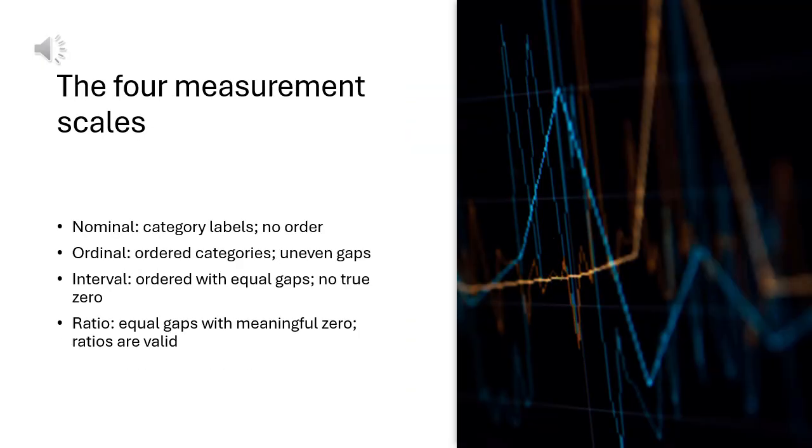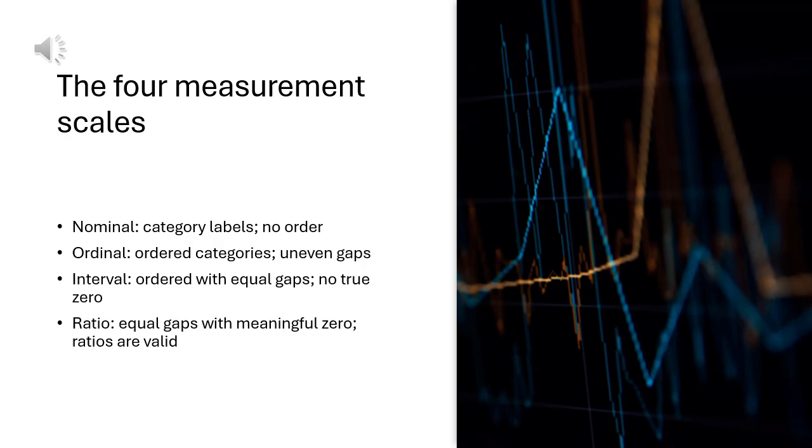Measurement scales describe what operations make sense. 4 classic scales are nominal, ordinal, interval, and ratio. Nominal labels categories without order. Ordinal ranks categories with order but uneven gaps. Interval has ordered values with equal gaps and no true zero. Ratio has equal gaps and a meaningful zero, enabling ratios.